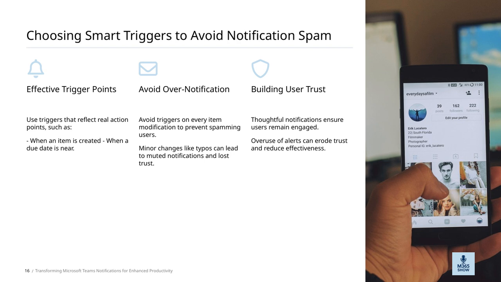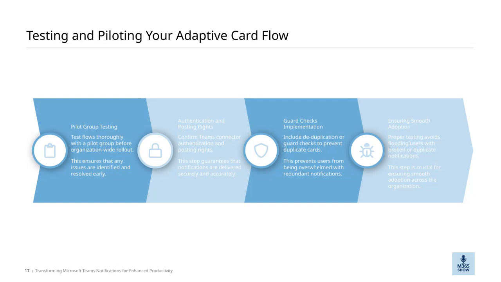Instead, focus on triggers that reflect meaningful action points. For example, notify users when an item is created or when a due date is approaching. These are clear signals that something needs attention without overwhelming the user. So, the key is to choose trigger points that are truly relevant and actionable, ensuring notifications enhance productivity rather than hinder it.